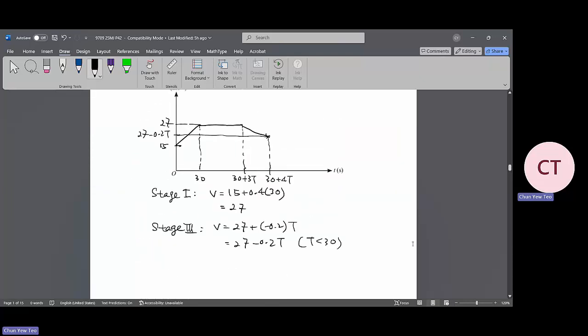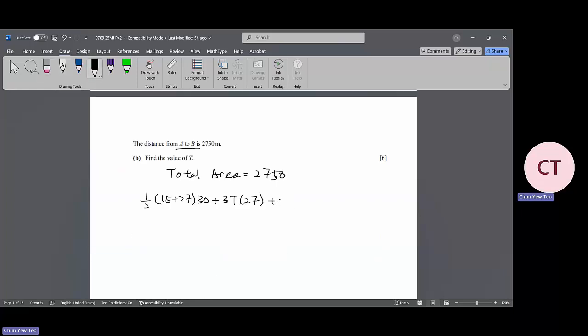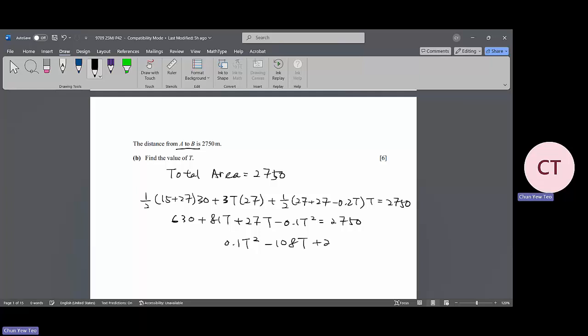And the third stage is also a trapezium. It is half of 27 plus 27 minus 0.2t multiplied by t is equal to 2750. So if we simplify everything, you will get this one as 630 plus 81t plus 27t minus 0.1t squared is equal to 2750. So you will be having 0.1t squared minus 108t plus 2120 equal to 0. So we try to factorize it. Okay. So we can actually multiply everyone by 0.1.